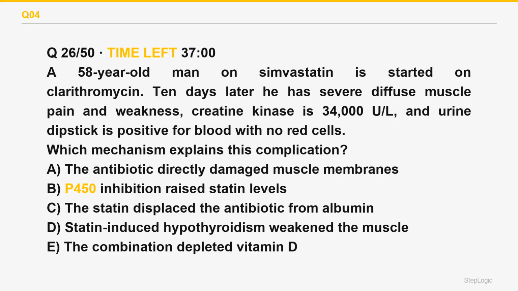A 58-year-old man on simvastatin is started on clarithromycin. 10 days later, he has severe diffuse muscle pain and weakness. Creatine kinase is 34,000 units per liter, and urine dipstick is positive for blood with no red cells. Read the command: the mechanism. This is a drug interaction question wearing the clothes of a muscle disease.